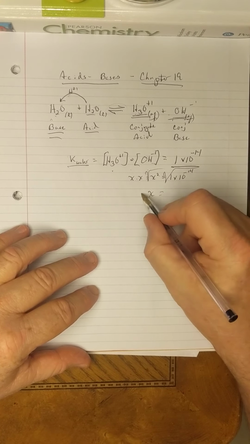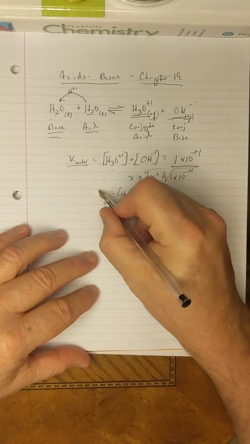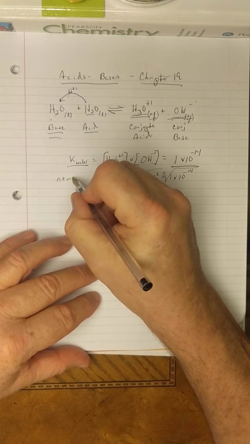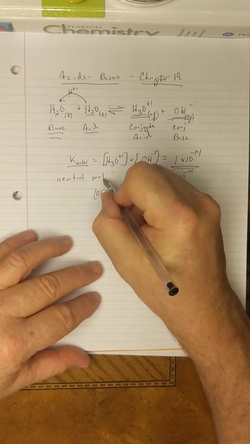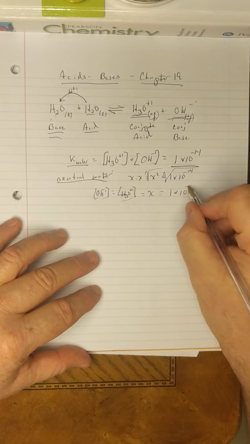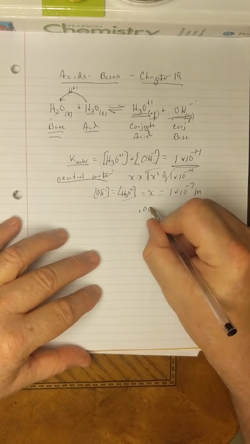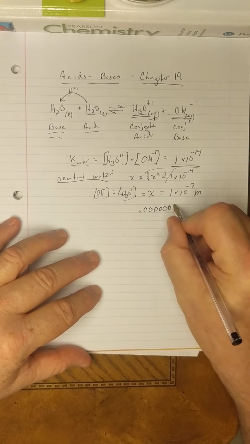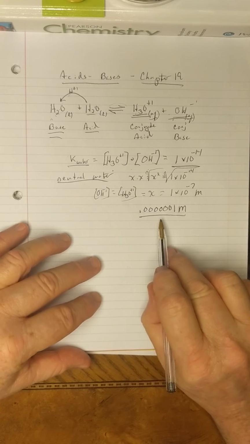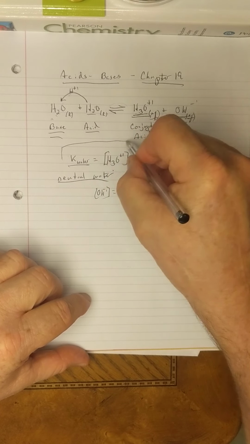If I wanted the value in neutral water, I would take the square root. So the square root, the x, the H3O, which is equal to the hydroxide, in neutral water would be 1 times 10 to the negative 7th molar. So how much acid is in neutral water? 0.1, 2, 3, 4, 5, 6, 7 molar. That's not a lot. It's a very small number.